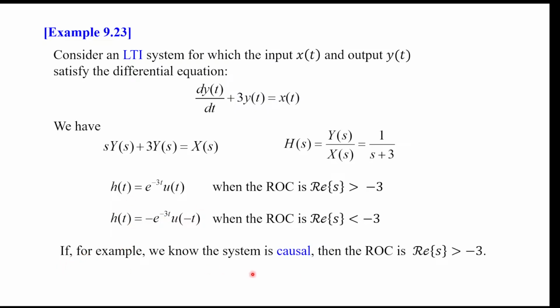Say if we know the system is causal, then the ROC should be the right-sided one, and you will have this impulse response.